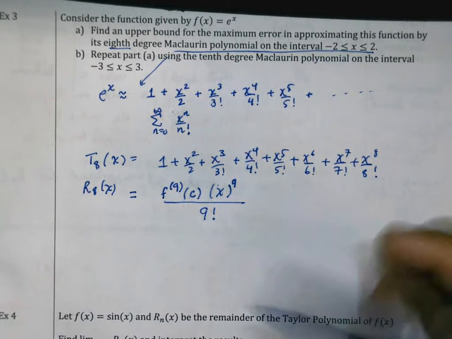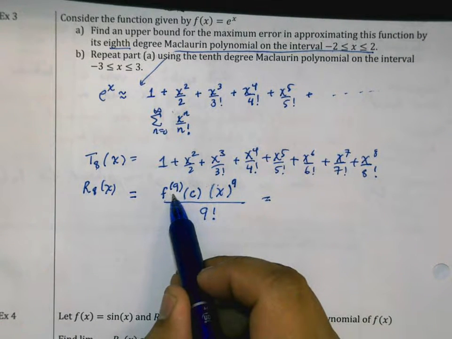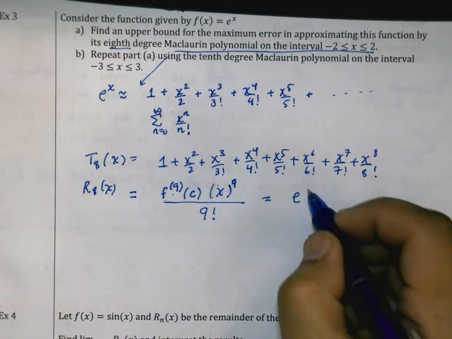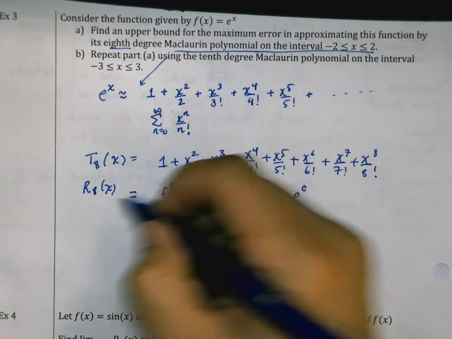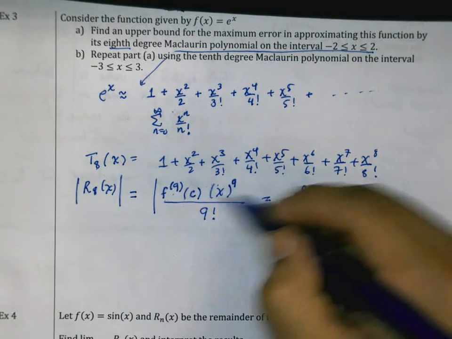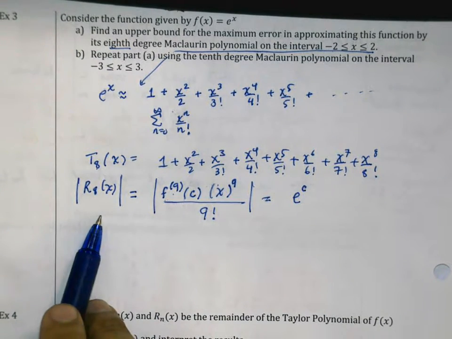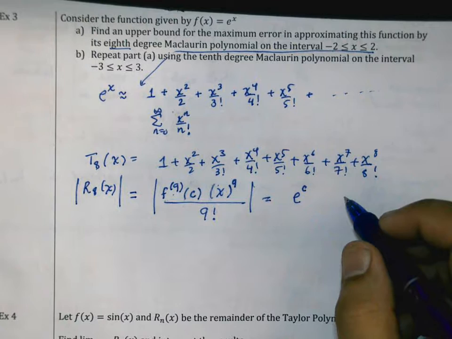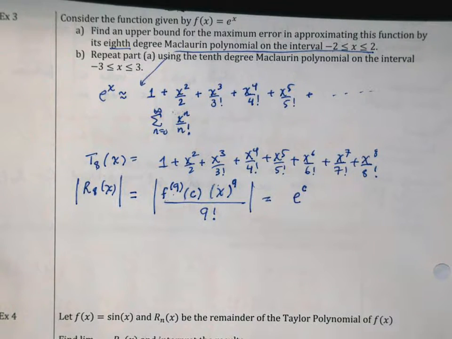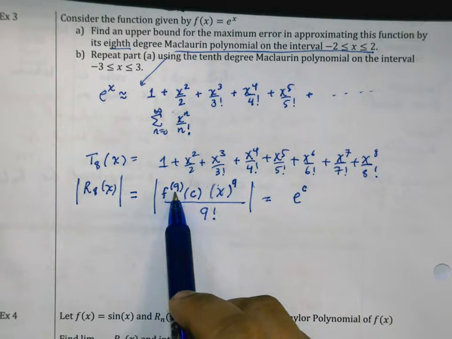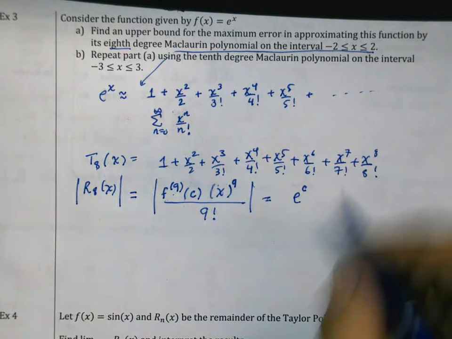Now the 9th derivative of e to the x is beautifully simple. It's just e to the x again. Substitute c in there, so e to the c, and I'm going to put absolute values around this because the error is interested in the distances around. So the absolute value of the error is equal to the absolute value of this, and we're not worried about whether it's higher or lower. We just want to know how far away it is from the exact answer. Remember the 9th derivative of e to the x is e to the x, and you're plugging c in there, so you get e to the c.